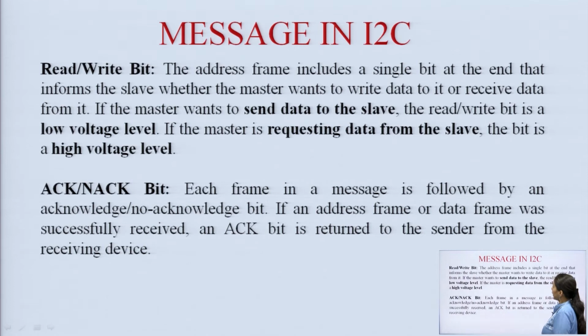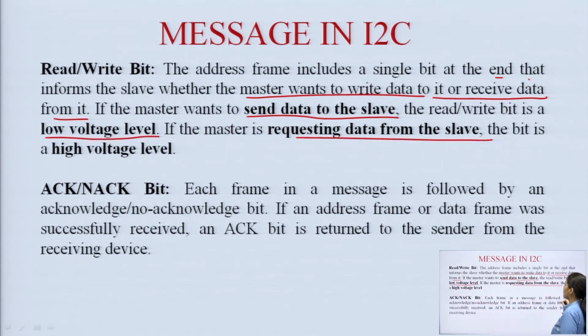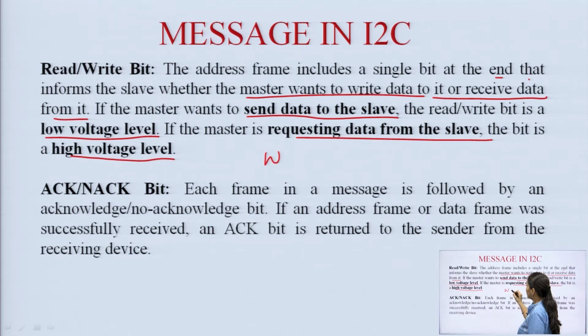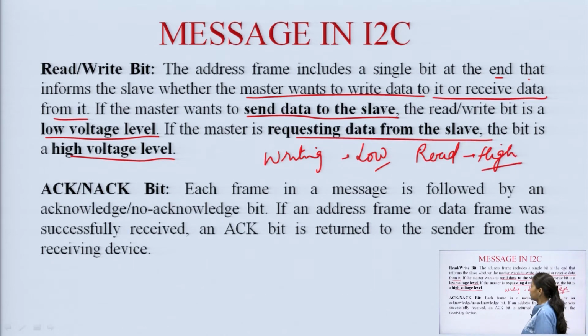Read or write bit. The address frame includes a single bit at the end that informs the slave whether the master wants to write data to it or receive data from it. If the master wants to send data to the slave, then the read or write bit is at a low voltage level. If the master is requesting data from the slave, the bit is at a high voltage level. So we have to note that if writing is being done, the read or write bit will be low, and if reading is to be done, the read or write bit will be high.